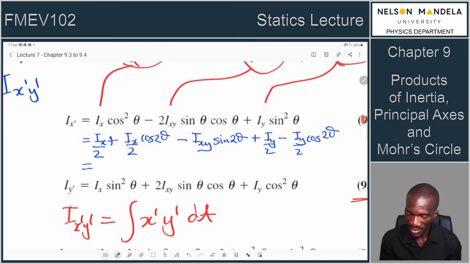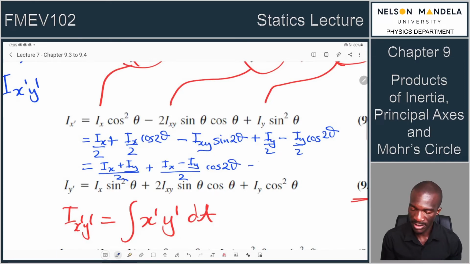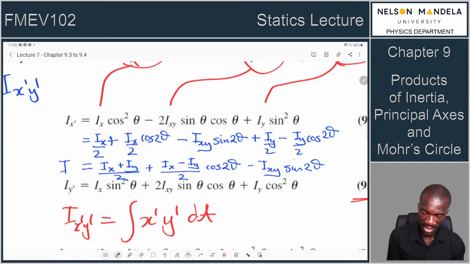If we then group these terms, which are just fractions, we can take out the half. So in the end, we just have Ix plus Iy divided by 2. Let's look at the second set. This is Ix over 2 and Iy over 2. Both of them are coefficients of cos 2 theta. So we can say plus Ix minus Iy, all divided by 2, and then we multiply by cos 2 theta. And then the last term is a minus Ixy sine 2 theta. Nothing changes there, so we're happy. So through this mathematical conversion, we have eliminated a lot of things.